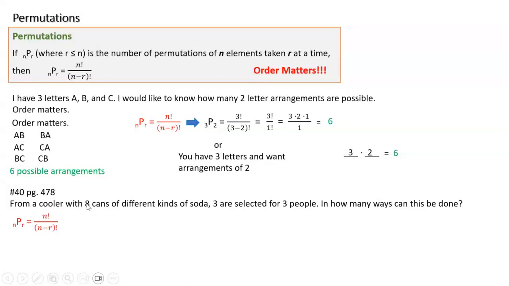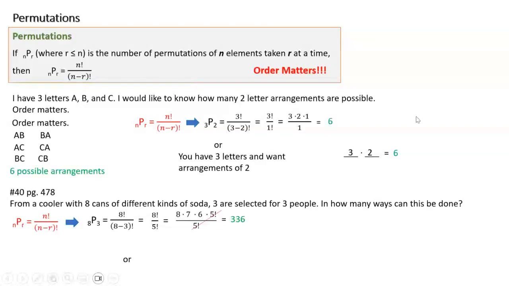So there's 8 total sodas, right? And you want to get 3 for 3 people. So it's going to be 8 permutation 3, which will be 8 factorial divided by parentheses 8 minus 3 close parentheses factorial, which will give us 8 factorial over 5 factorial. It will be 8 times 7 times 6 times 5 factorial. The factorials cancel. So the answer will be 8 times 7 times 6, which will be 336.